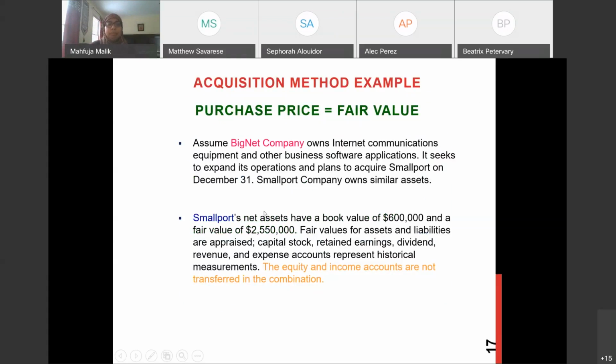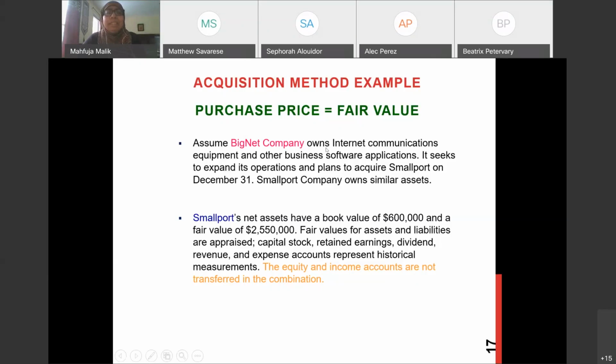So here, BigNet is the parent company, and Small Port is the target company. Before the acquisition occurs, we will call them a target. Now look at the numbers. Small Port's book value is 600,000. Fair value is 2.55 million. That can happen, especially with a company like this.